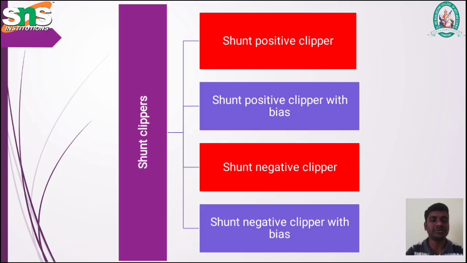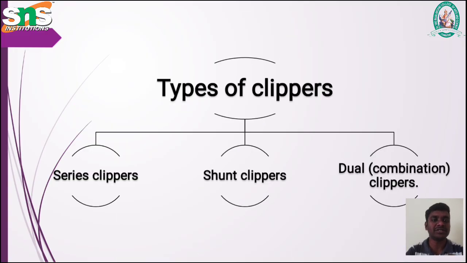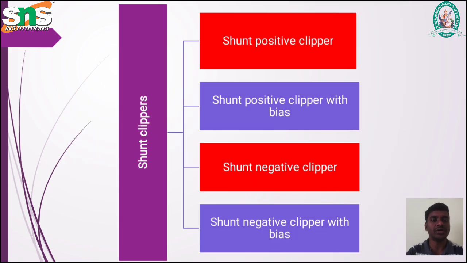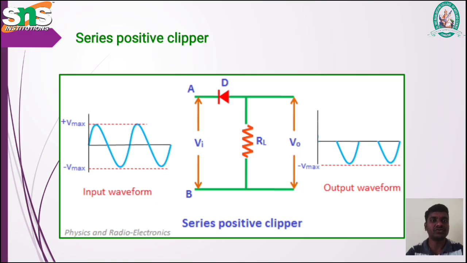Then shunt clippers. Shunt clippers are also classified into four types: shunt positive clipper, shunt positive clipper with bias, shunt negative clipper, and shunt negative clipper with bias. One by one we'll discuss. First, the series positive clipper. We have already discussed this diagram. If you supply a sine waveform, you will get an output waveform like one half of the input signal.